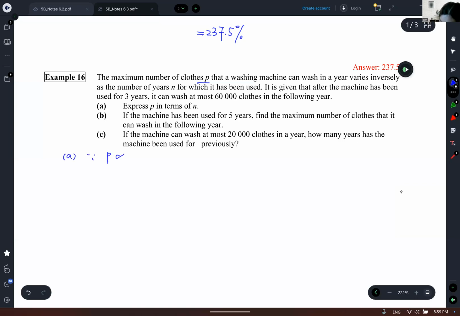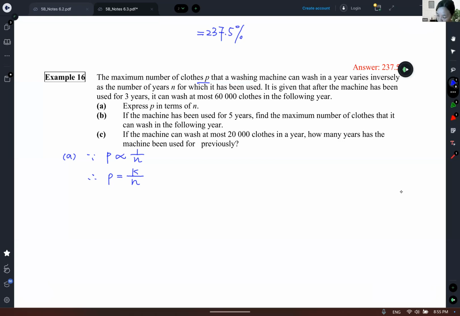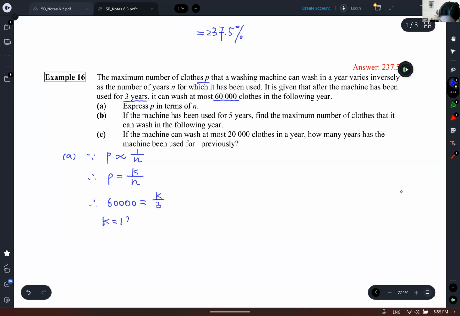Because P varies inversely as N, therefore P equals K divided by N. And we can substitute 3 and 60,000 inside. And we will get 60,000 equals K divided by 3. K equals 180,000. And we find the formula. Shouldn't be hard.